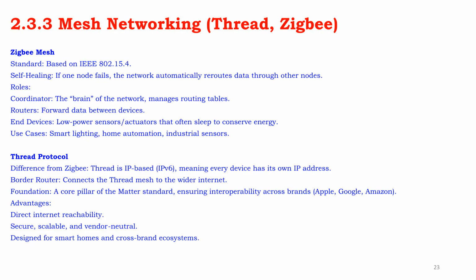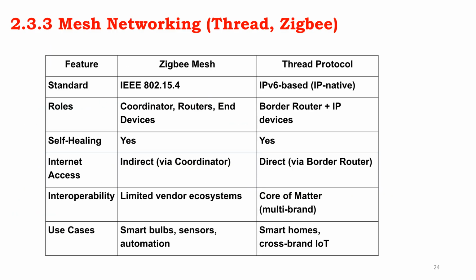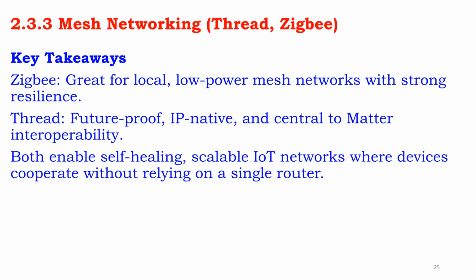Thread is IP-based, IPv6, meaning every device has an IP address, and it uses a border router to connect to the wider internet. Thread is foundational to the Matter standard. This image illustrates the mesh networking topology, where multiple devices connect to each other, ensuring that if one path fails, data can be rerouted through another device. Key takeaways are that Zigbee is excellent for local, low-power networks, while Thread is future-proof, IP-native, and essential for cross-brand interoperability via Matter. Both enable scalable, self-healing IoT networks.